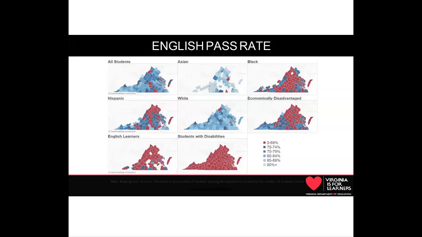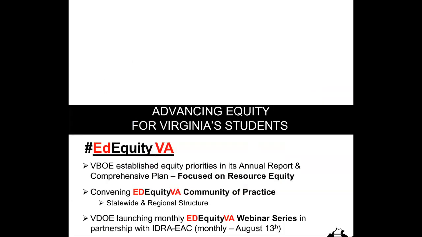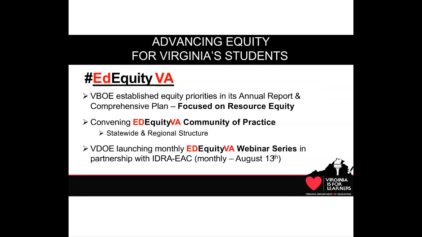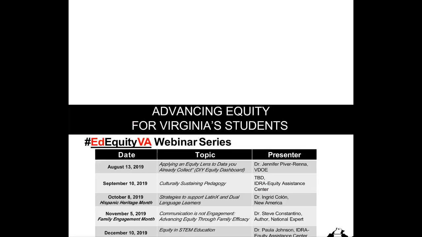So again, I talked about our board's work. We are convening an Ed Equity VA community of practice across the state that will have a statewide and regional structure. And then we are launching a series called Ed Equity VA, which will be a webinar series that will occur monthly. We are doing this in partnership with IDRA and other partners across the state, and it will feature various topics each month to advance our equity work. So our first one is August 13th. We already have over 100 school leaders across the state registered for that webinar. And this is the schedule that shows some of the topics that we'll be addressing through our webinar series.